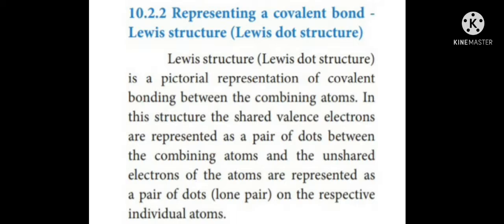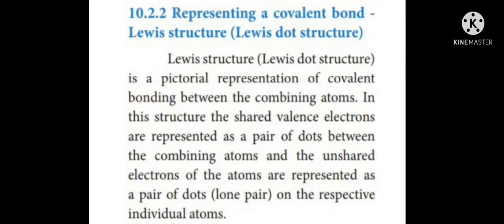Representing a covalent bond using Lewis structure or Lewis dot structure. Here, the covalent bond formed between the combining atoms is given by pictorial representation. It is said to be Lewis structure or Lewis dot structure.